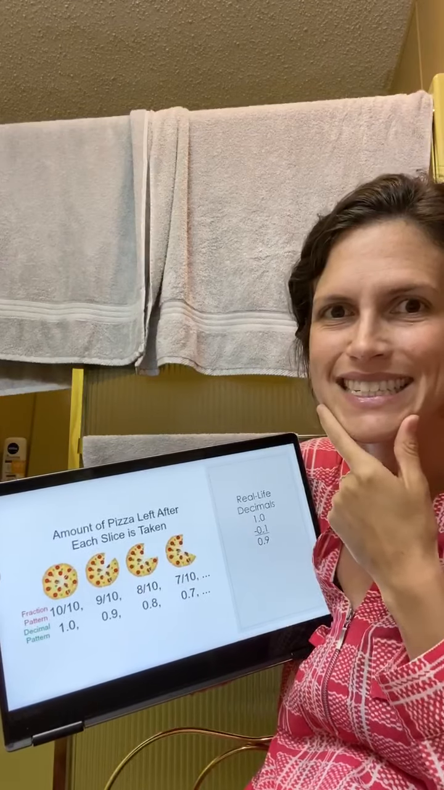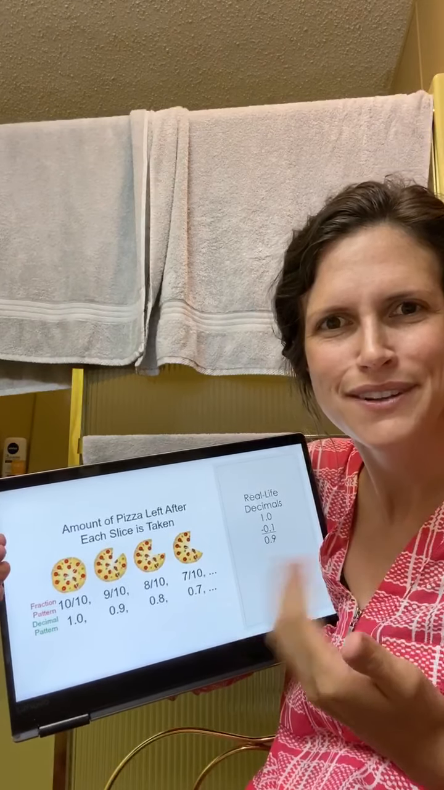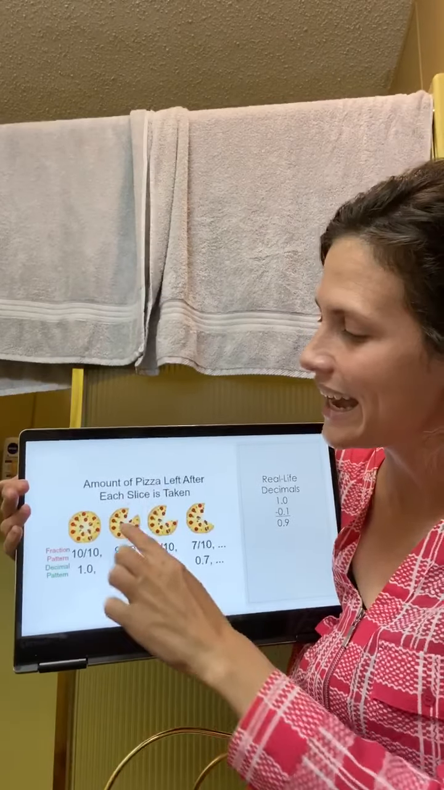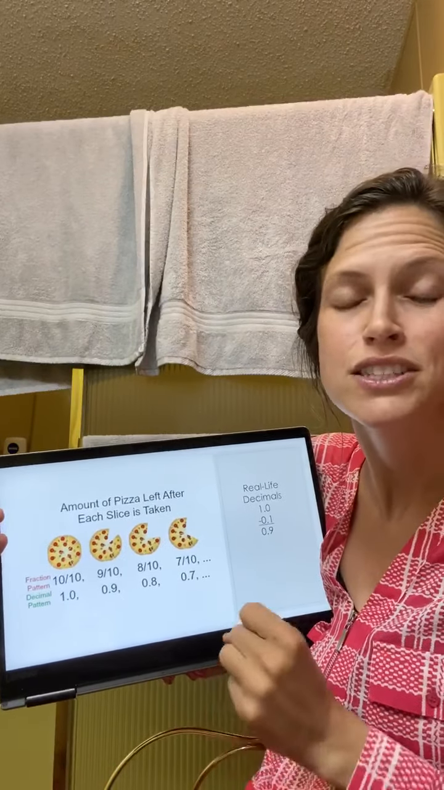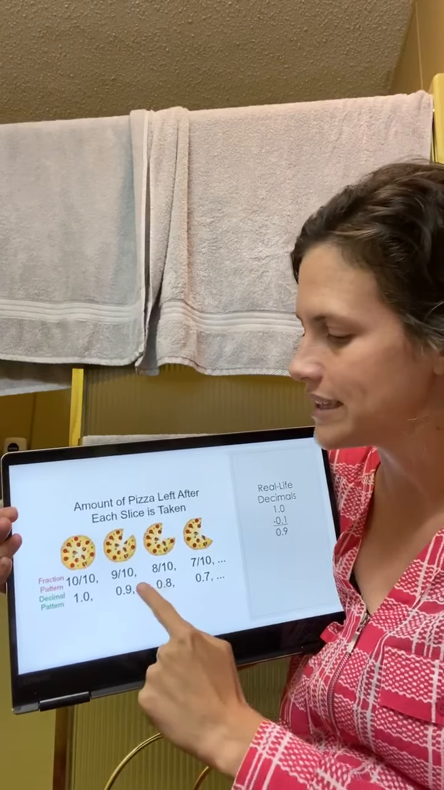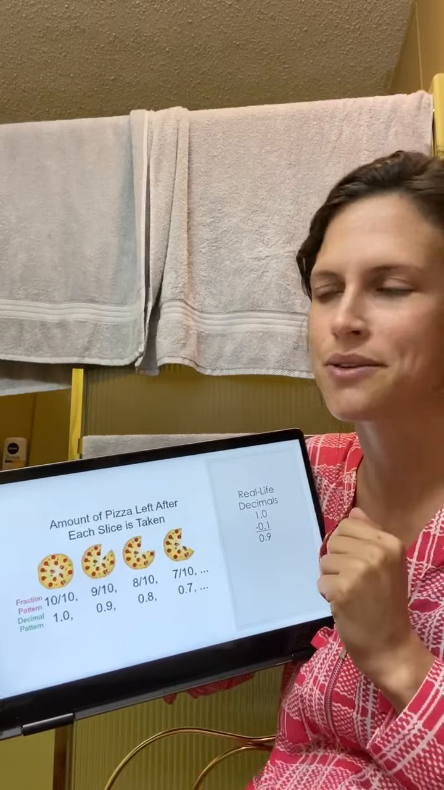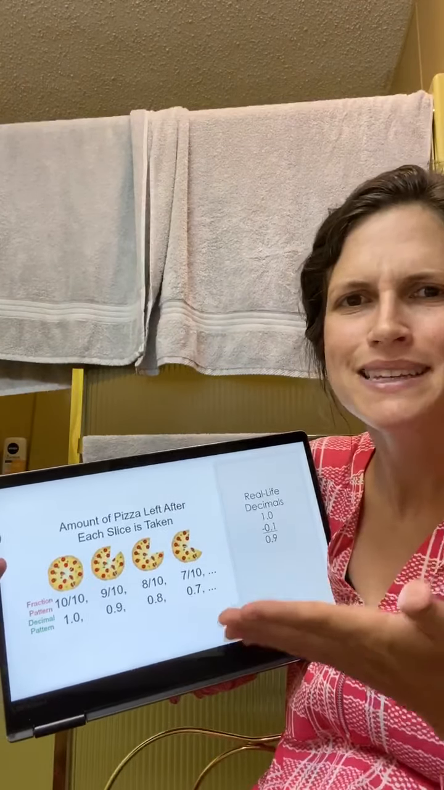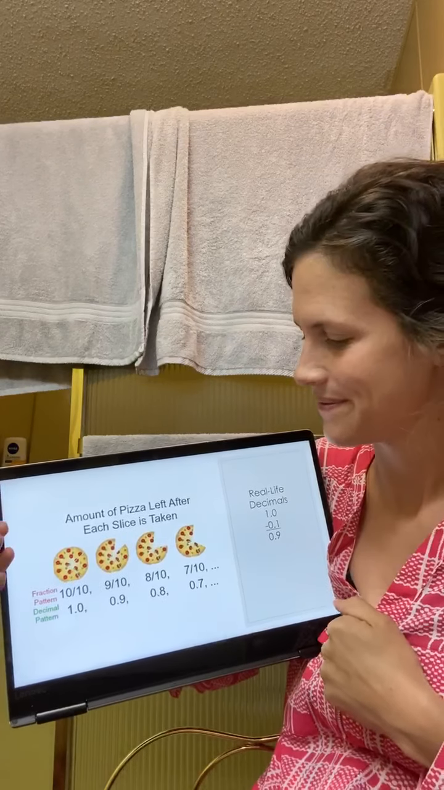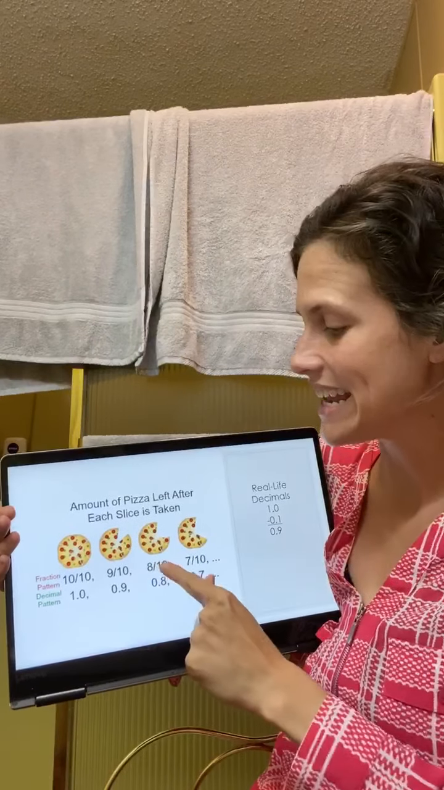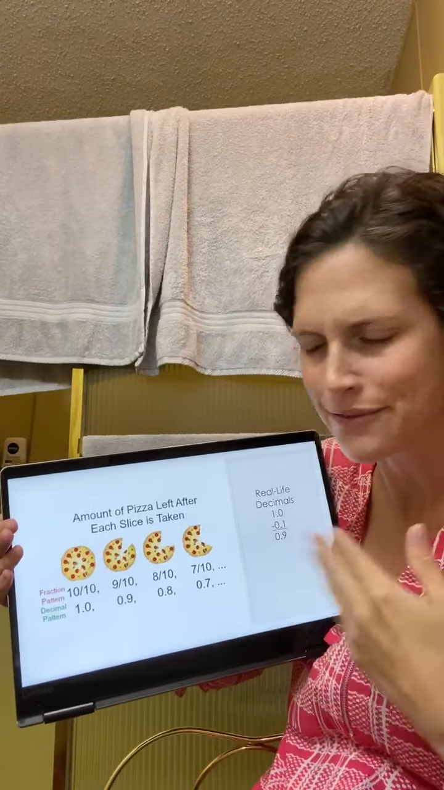How many slices out of 10 are left? Right, 9 slices. We have 9 out of 10 slices left, so we have 9 tenths, 0.9 or 9 tenths. Let's try another one. Let's eat another piece of pizza. Now, how many slices do we have left? 8 slices. 8 out of, yes, 10. 8 out of 10 slices are left.